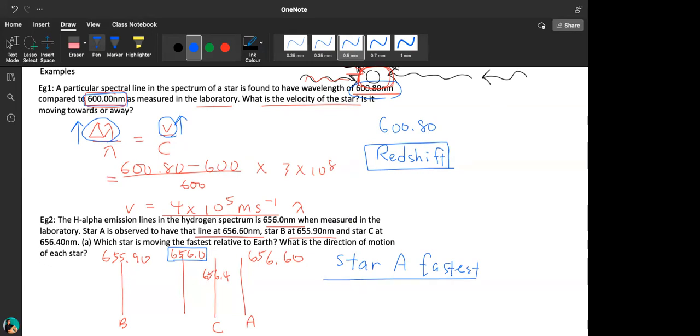Okay, what is the direction of motion of each star? C and A have larger wavelength, so they are moving away from us. But B has smaller wavelength, that means it is moving towards us. Star B is moving towards us. Again, you compare the wavelength. If it's smaller, that means it is blue shifted.